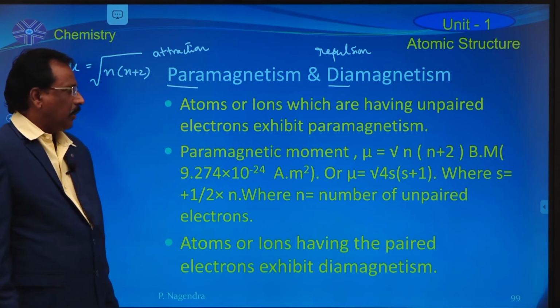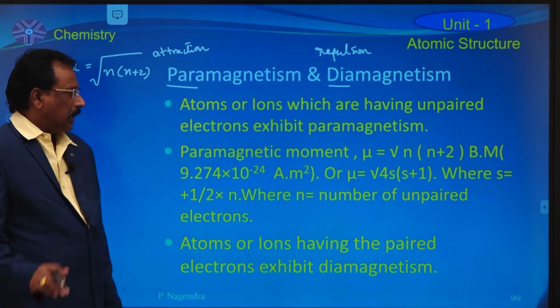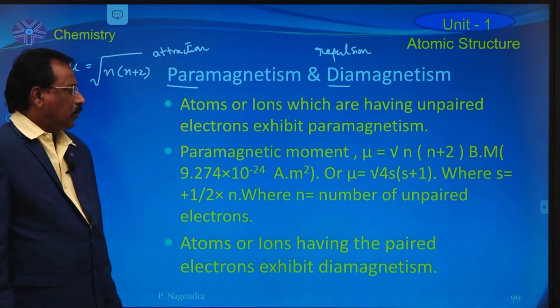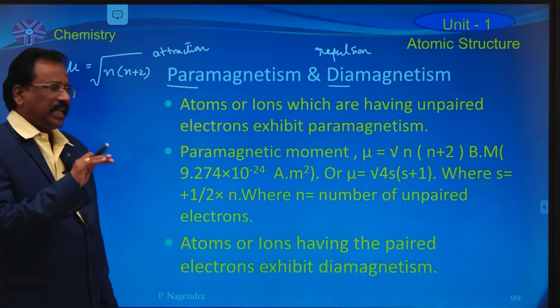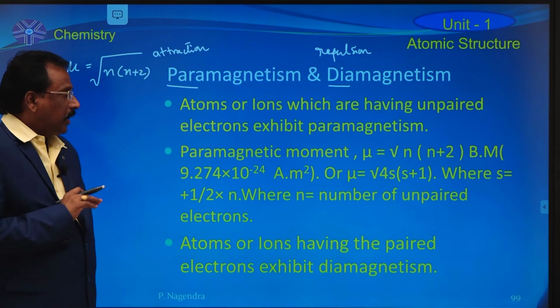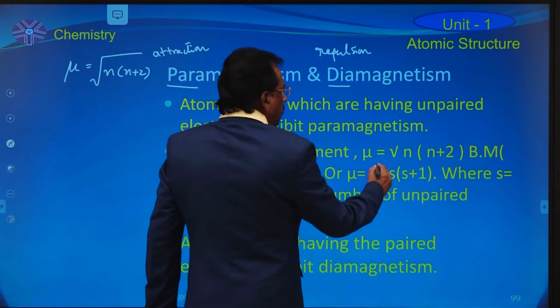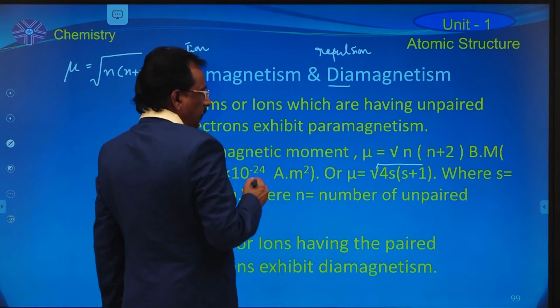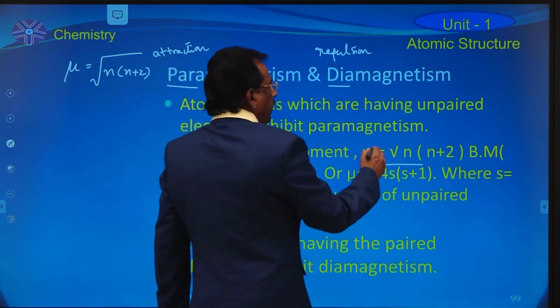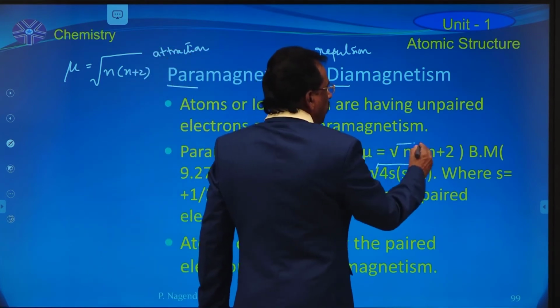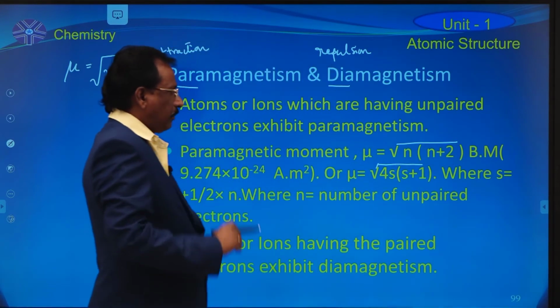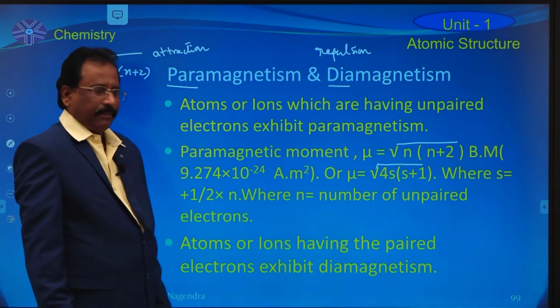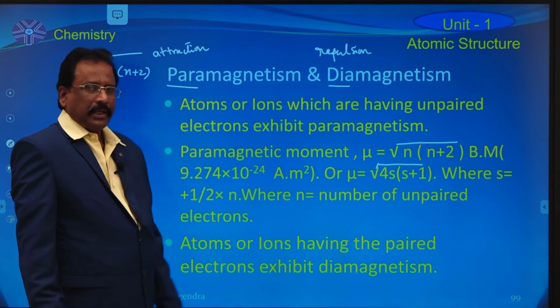And square root of n into n plus 2 is nothing but square root of 4s into s plus 1. Here the paramagnetic moment is square root of n into n plus 2. So both are the same. Both are exactly same.